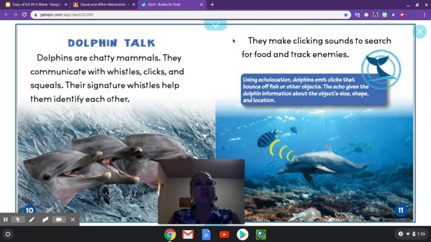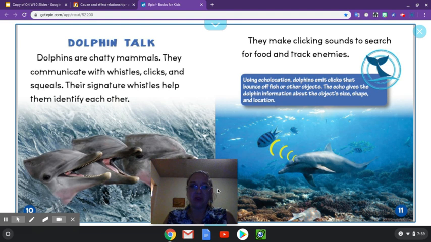Dolphin Talk. Dolphins are chatty mammals. They communicate with whistles, clicks, and squeals. Their signature whistles help them identify each other, just like our voices. They make clicking sounds to search for food and to track enemies. Using echolocation, dolphins emit clicks that bounce off fish or other objects. The echo gives the dolphin information about the object's size, shape, and location. And as you could see, the dolphin would be using its clicks to try to see what this fish is.